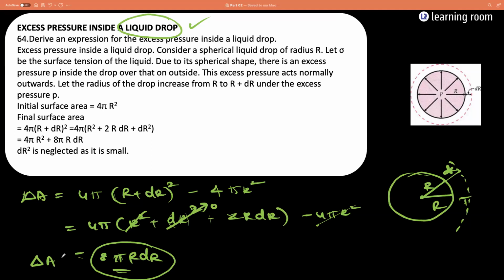Now tell me, how much work should be done to increase this area? So we know that, give me a minute.